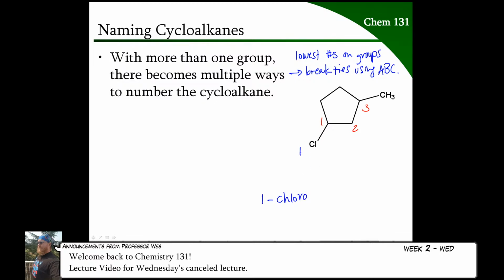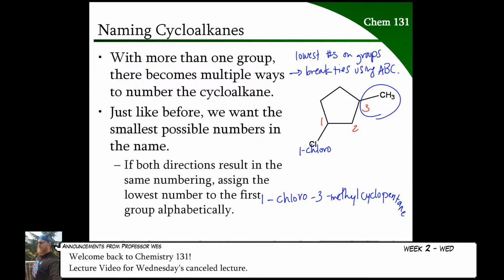So 1 chloro, because that's what this is. And then 3 methyl. And then what is it? It's got 5 carbons in a ring. It is a cyclopentane. I don't know if I can fit the text here, so there we go. There you go. That's the name of it. 1 chloro, 3 methyl cyclopentane.